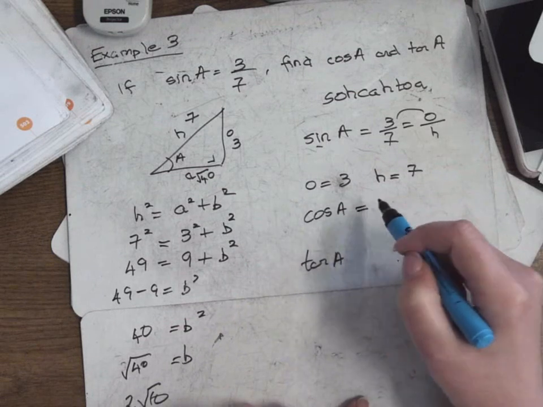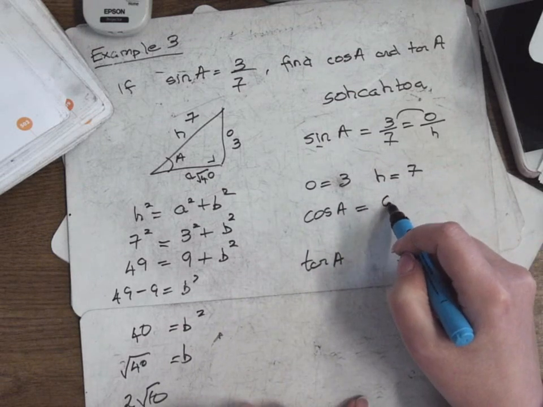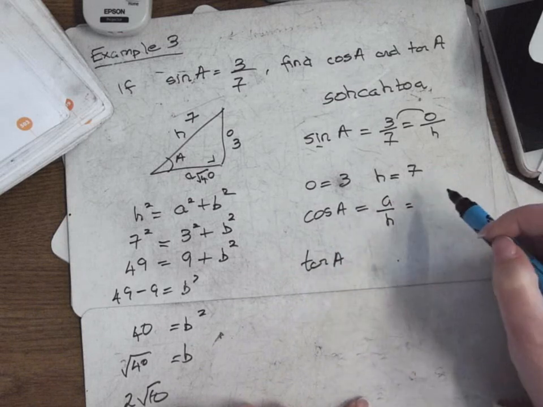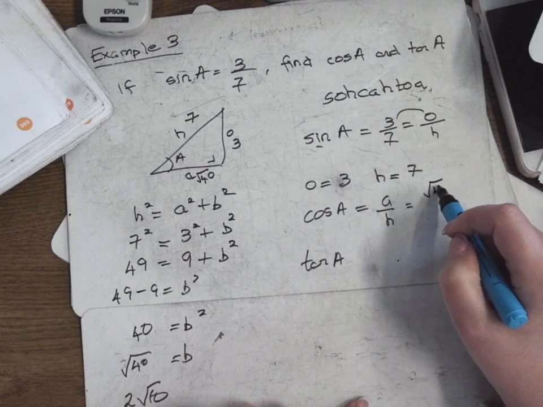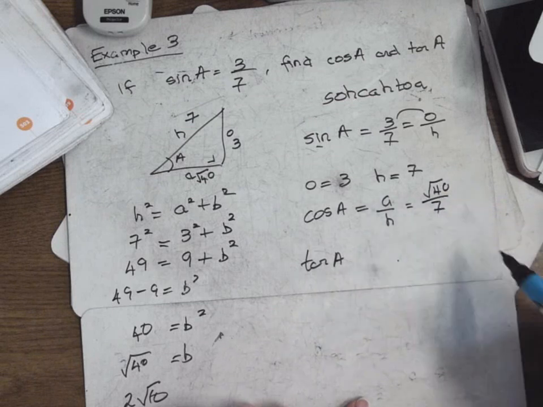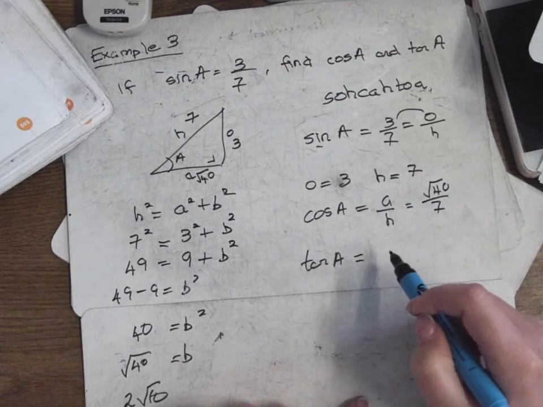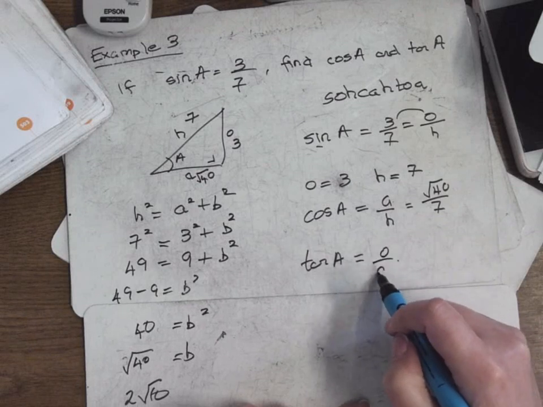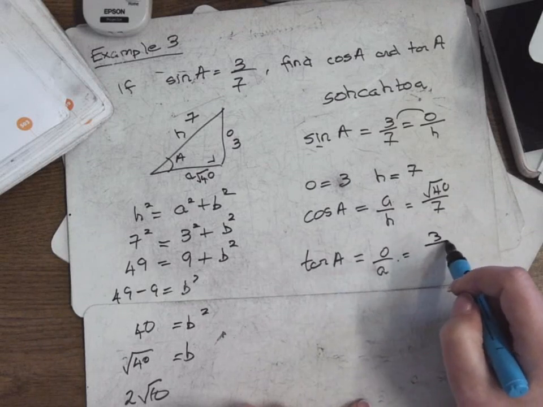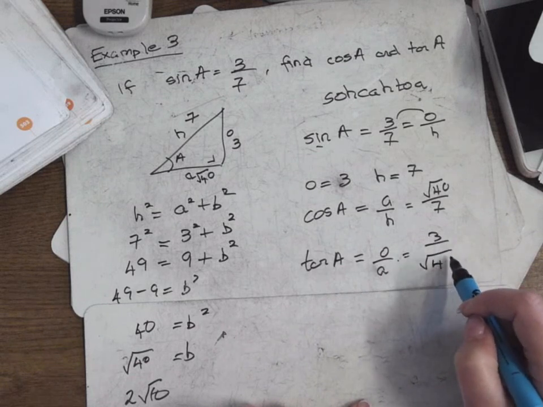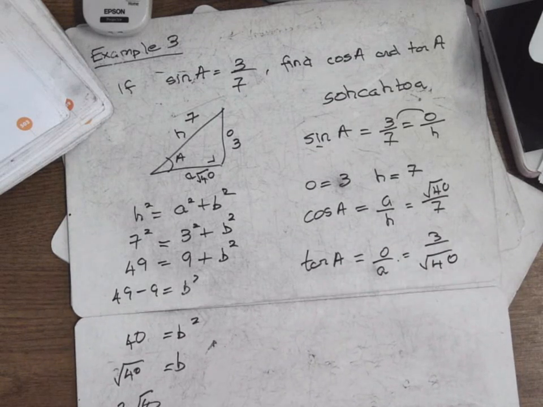So the formula for cos of A is what? A over H. What does A measure? Square root of 40. What does H measure? 7. That's my answer. And tan of A, what's the formula? O over A. What does O measure? 3. What does A measure? Square root of 40. There's my answer. Leave it as a fraction with a square root sign in it, that's fine. Unless they say correct to one decimal place, and then you put it into your calculator and press S to D. But you leave it as a fraction if they don't.